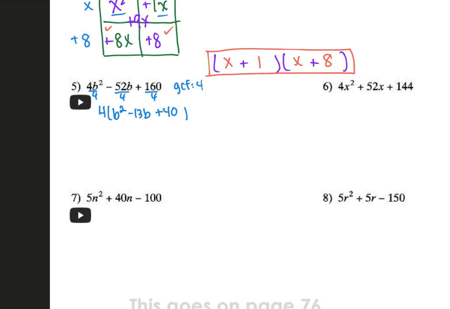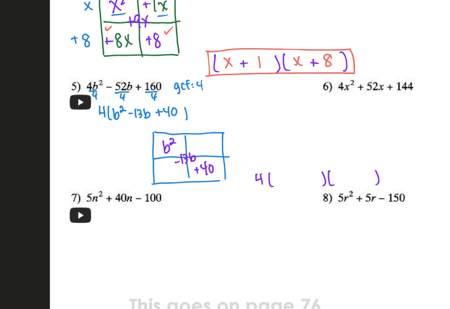So since I do have a quadratic, I know I'm going to be able to factor this more. The quadratic goes across here, and I know my answer is going to have a 4 out in front with 2 parentheses. I have my A, B, and C. C is positive, B is negative, so both have to be negative. We're going to multiply A times C, so 1 times 40. Factors of 40: 1 and 40, 2 and 20, 4 and 10, and 5 and 8. And we both know that they both have to be negative.